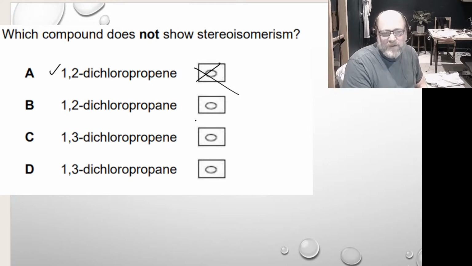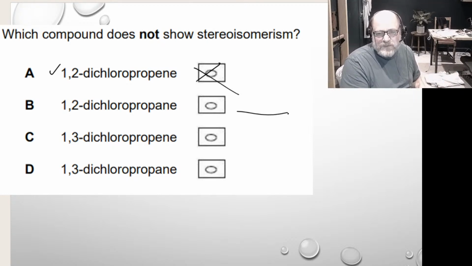You've not fumbled. I put a bit of a difficult one on anyway. 1,2-dichloropropane. Let me show you why this one can do it. And you might be like, but sir, that doesn't have a double bond. Look, it's ANE. How can that do stereoisomerism? It's because I've been a little bit cheeky. I should have looked for questions where it said geometric, but they tend to combine both.